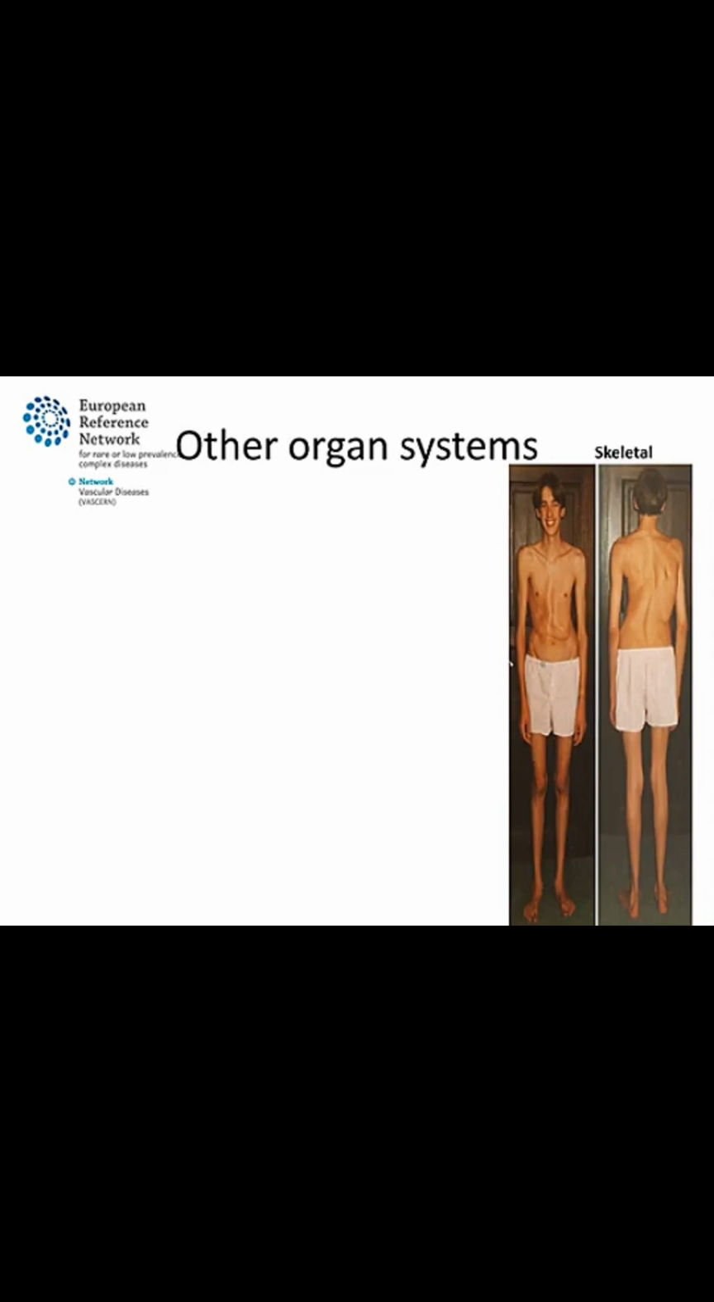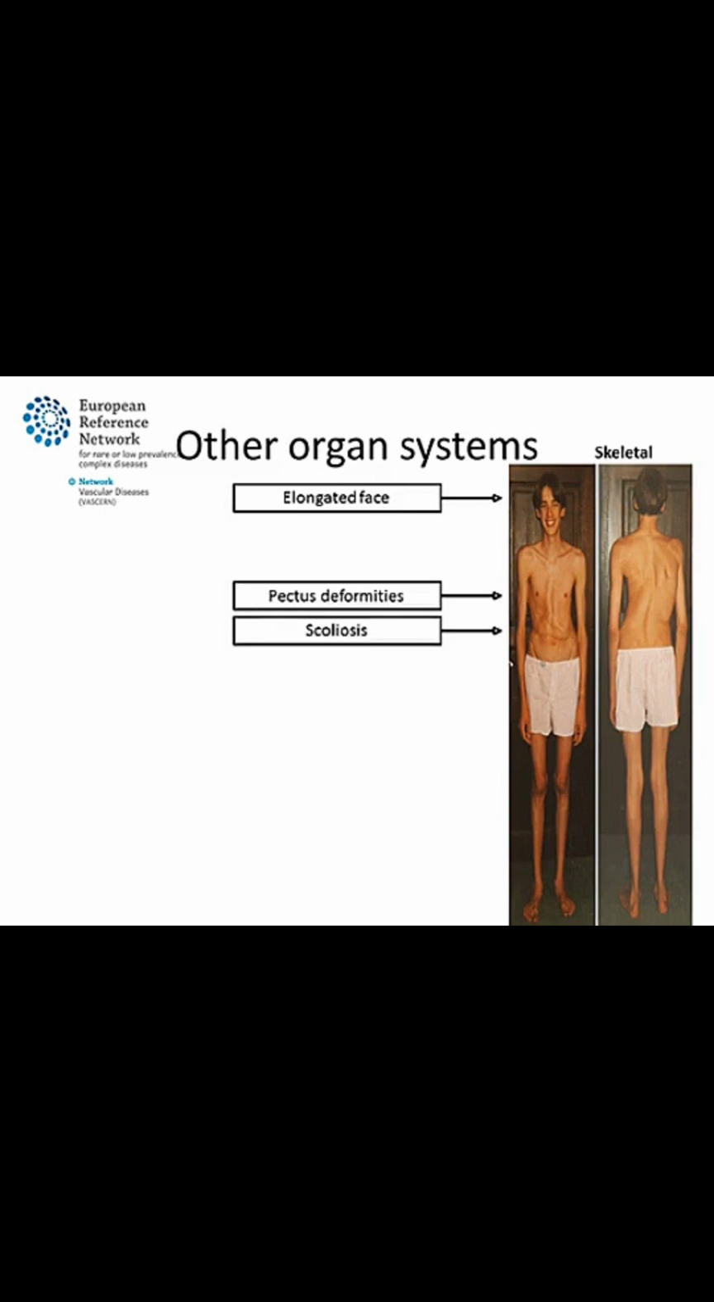Other organ systems involved in Marfan syndrome include the skeletal system, where long bone overgrowth and increased laxity of the ligaments will lead to typical facial characteristics with a long face and typical high palate. Chest wall deformities in the form of pectus excavatum, a funnel chest, or carinatum, a pigeon breast, are also typical, as are abnormal curvatures of the spine in the form of scoliosis and/or kyphosis.